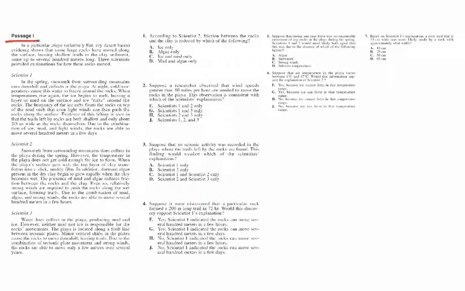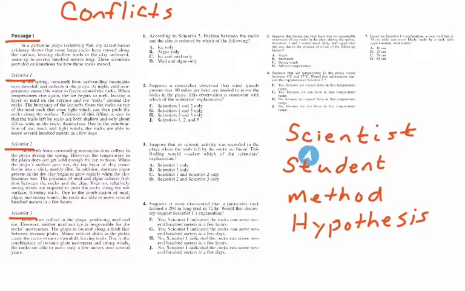Covering passage 1, questions 1 through 7. This is a conflicts passage, and we know it's conflicts because we see scientist 1, scientist 2, scientist 3. And conflicts are always going to have some variation of that. They may say scientist or student or method or hypothesis.